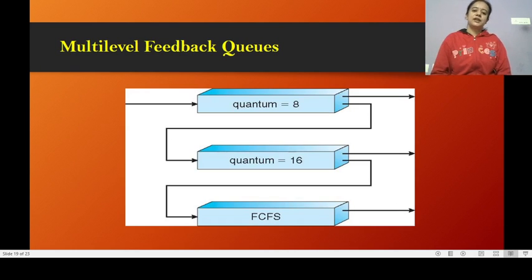This is Q0. Whenever a process enters Q0, it has 8 milliseconds and it will be served. If it does not finish within the 8 milliseconds, the process will be moved to Q1, where it will be served with 16 additional milliseconds. If it does not finish in that case, it will be forcefully preempted and put into another queue, Q2, and it will be served with first come first serve fashion.